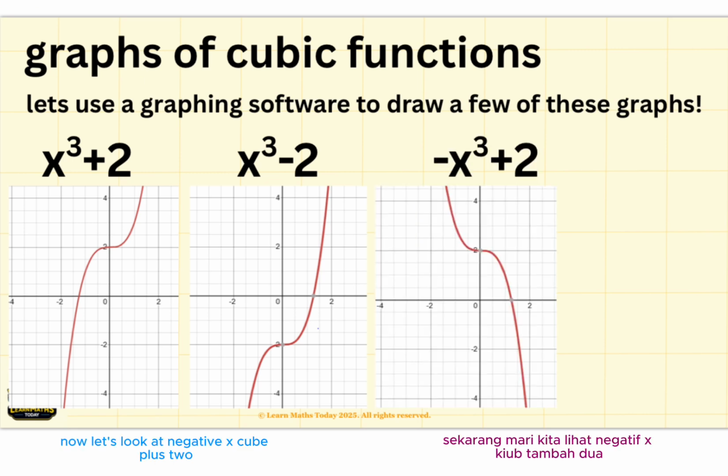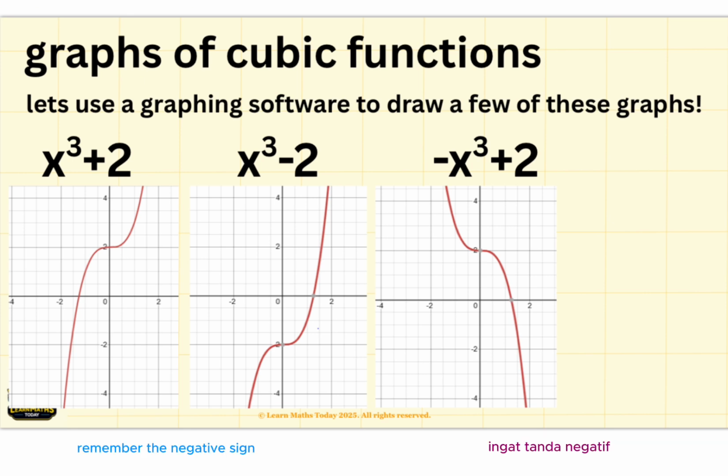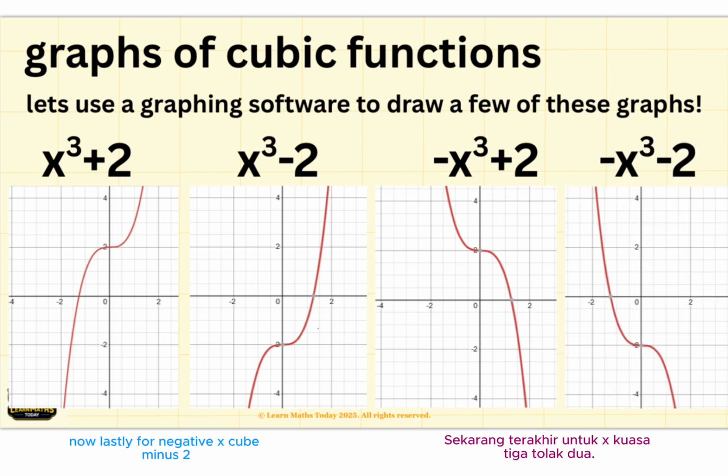Now let's look at negative x cubed plus 2. Remember, the negative sign flips our S curve upside down, but then the plus 2 moves the flipped curve upwards. This is called vertical translation, and it's incredibly powerful. Now lastly, for negative x cubed minus 2, our S curve is flipped, and then the negative 2 brings it vertically downwards.